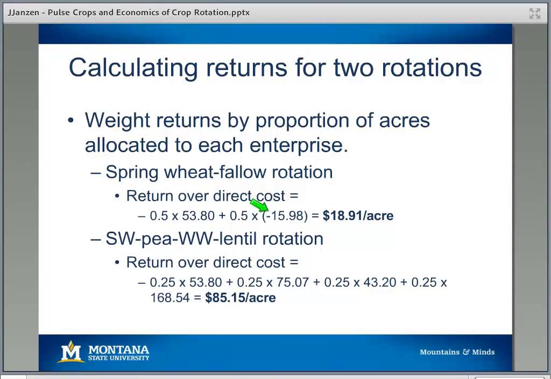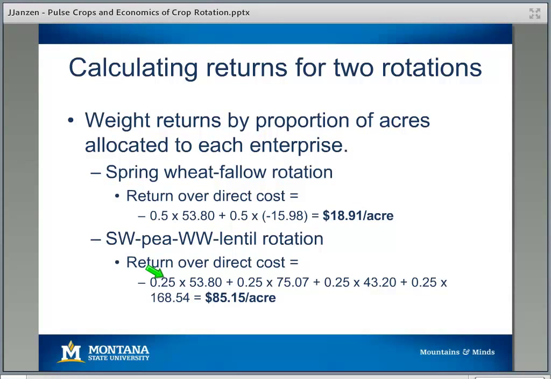We can look and think that our returns over direct costs are going to be the weighted sum of those two returns from each of the crops. That gets us an estimate of the return over direct cost for the rotation of, in this case, $18.91 per acre. We can do the same thing for the continuous cropping rotation.